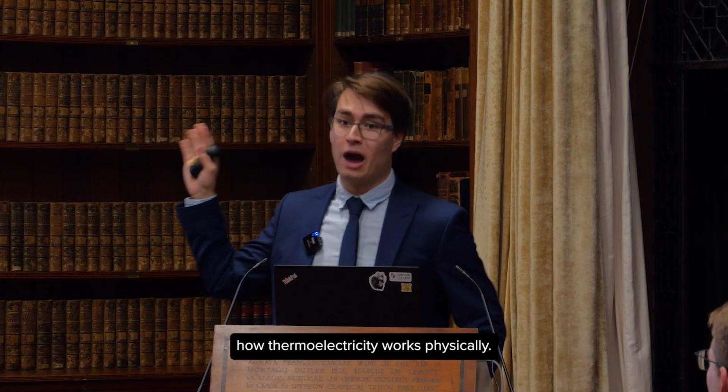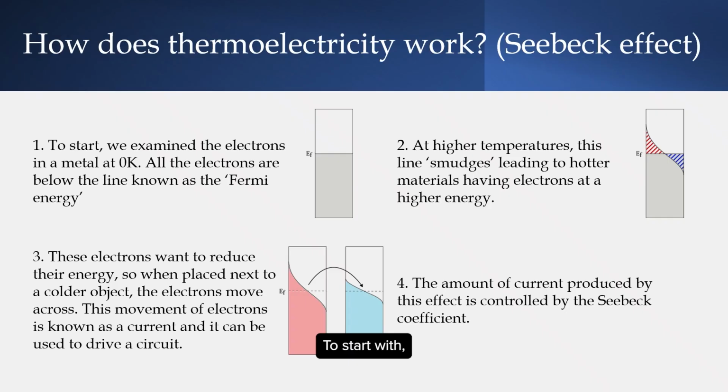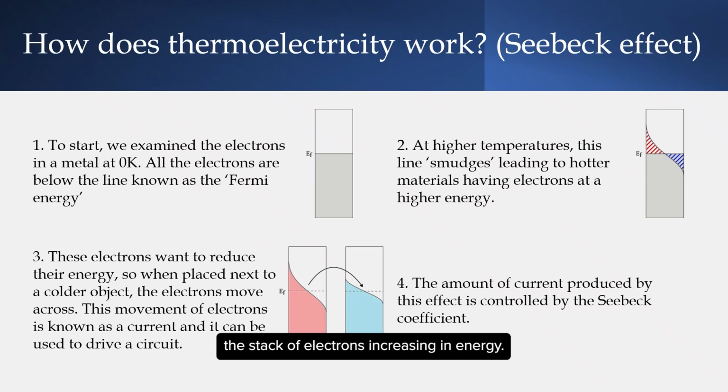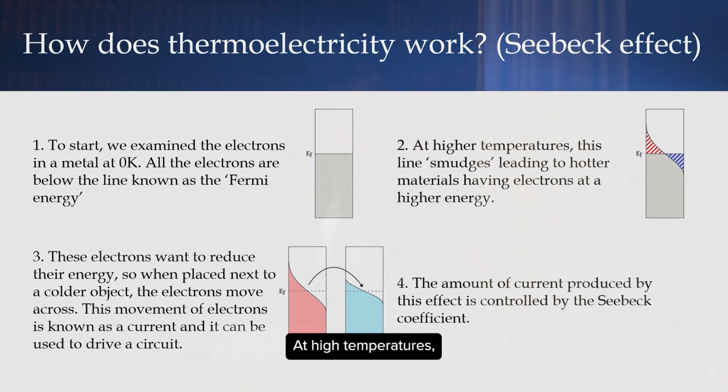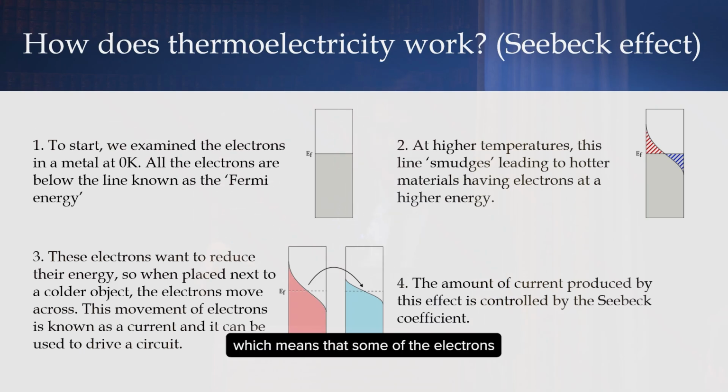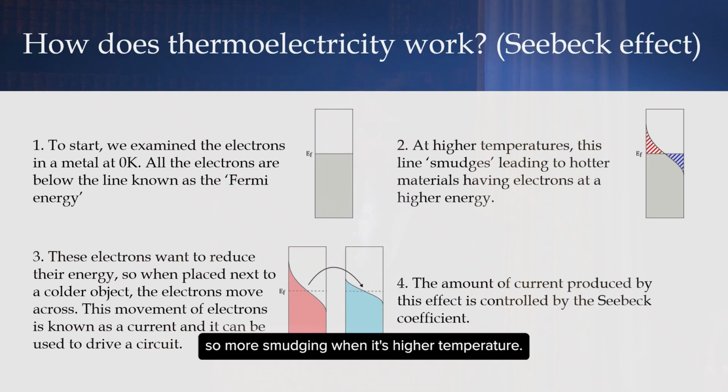But first I should explain how thermoelectricity works physically. To start with, we should think of a metal at 0 degrees Kelvin. You can think of the bar chart in the top left as a stack of electrons increasing in energy. However, it's more interesting at higher temperatures. At higher temperatures, this straight line that you see at the top smudges, which means that some of the electrons get a higher amount of energy, which means that there's a slight gap below. Looking at the bottom left diagram, this smudging is related to the temperature, so there is more smudging at higher temperature.